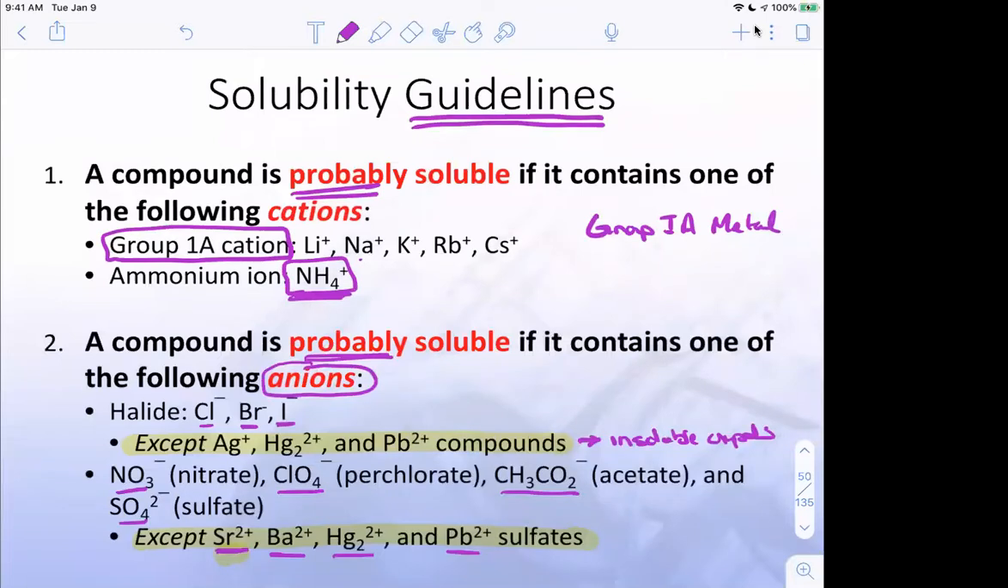If you intend to take Chem 2 in the fall or later on in your academic career, you definitely need to learn these and not be dependent on a solubility chart in order to determine whether these ionic compounds are soluble or not.